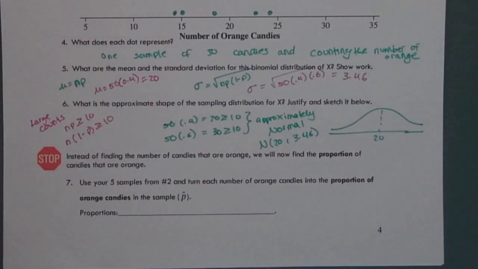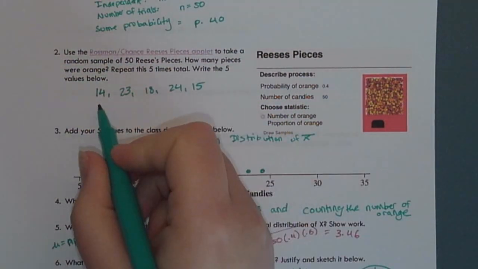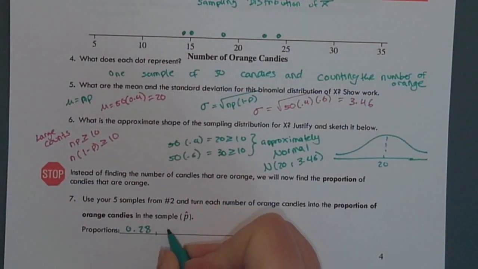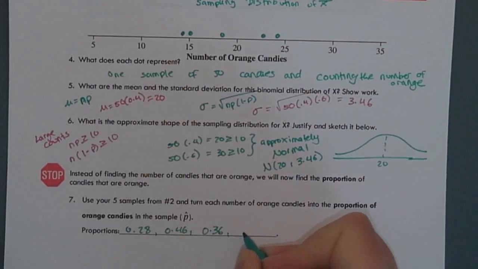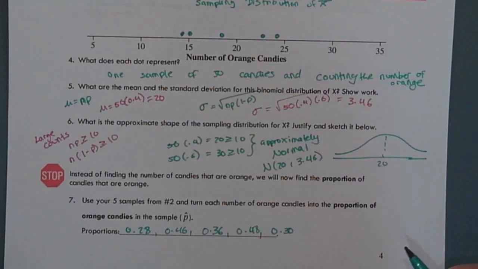Alright, instead of finding the number of candies that are orange, we will find the proportion of candies that are orange. So use your 5 samples from number 2 and turn each number of orange candies into a proportion. So again, your numbers are going to be different, but from number 2, let's just use mine as an example. I had 14, so 14 out of 50, which is the same as 0.28. 23 out of 50 is 0.46. 18 out of 50, 0.36. 24 out of 50, 0.48, and 15 out of 50 is 0.3.